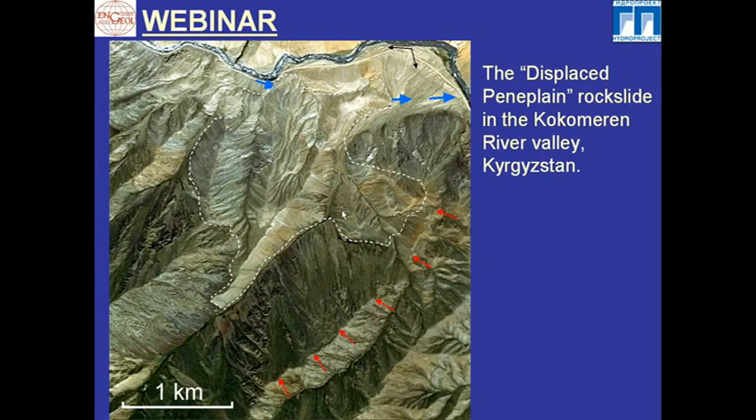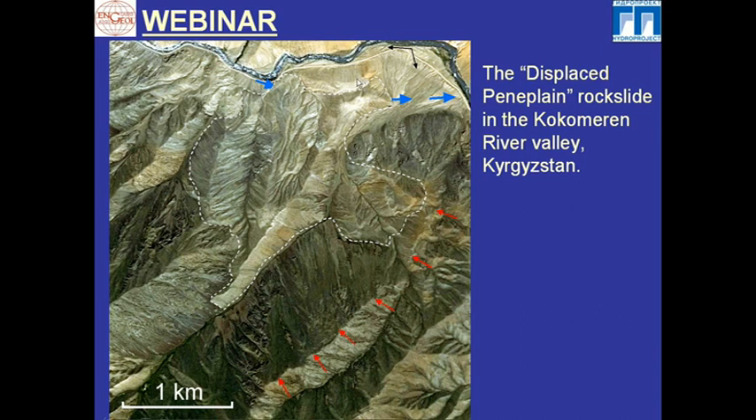Here is a good example. Very old, Pleistocene, the so-called displaced peneplain rock slide in the Kokomaran River Valley in Kyrgyzstan. The dashed line marks the boundary of the deposits that remain up to now. Red arrows mark the headscarp crown, and blue arrows mark the original position of the river. This rock slide completely blocked the river.